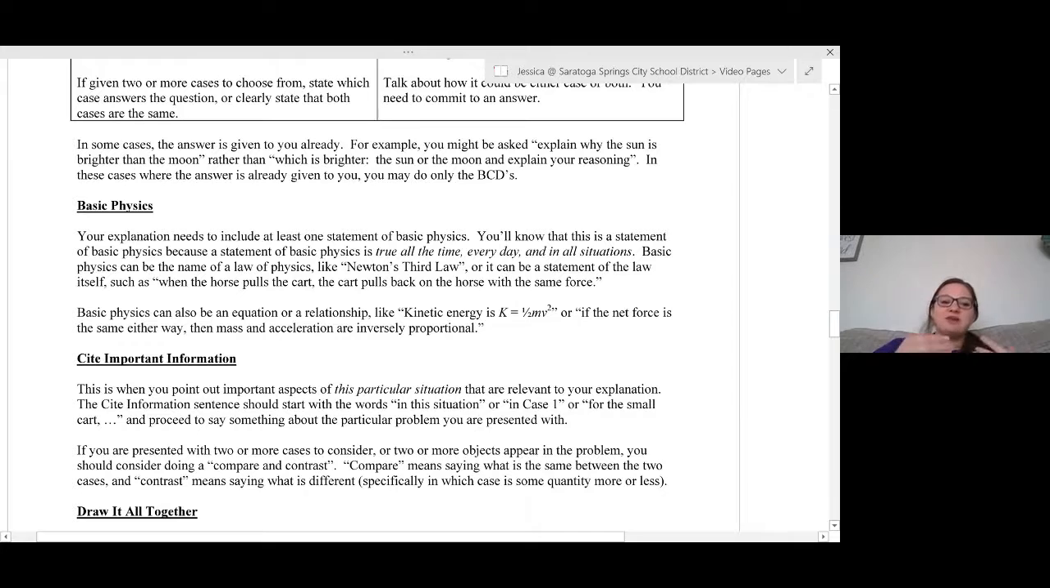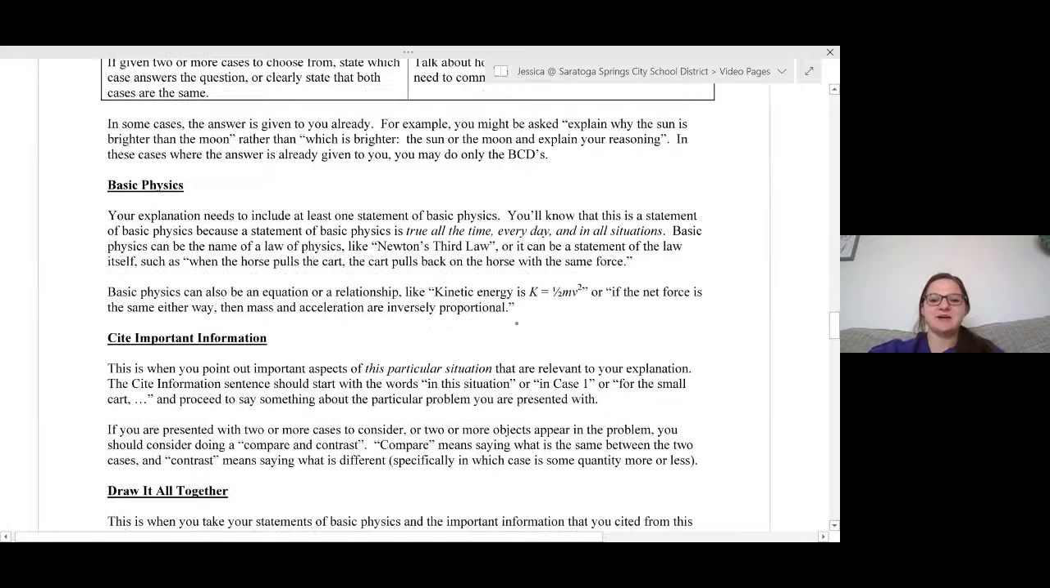Or you might say if the net force is the same either way, then mass and acceleration are inversely proportional. So that's the idea that F equals ma. So if F is constant, as you increase m, a has to decrease. That's what that second sentence says. Okay? So you need to talk about some type of basic physics. You're either stating a law, an equation, something like that. You gotta include physics in a physics answer.